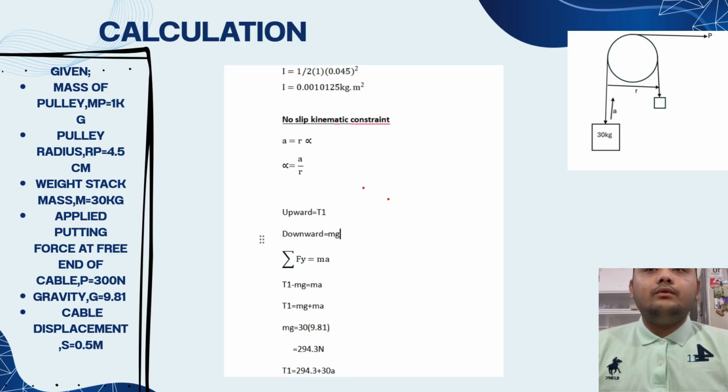So first, we have to find the I, which is inertia, and we get the answer 0.0010125 kilogram meter square. Then we get the angular acceleration using the formula. Upwards is T1 and downward is mg. So sum of Fy equal to ma, and T1 minus mg equal to ma. So we get the answer T1 equal to 94.3 plus 30A.